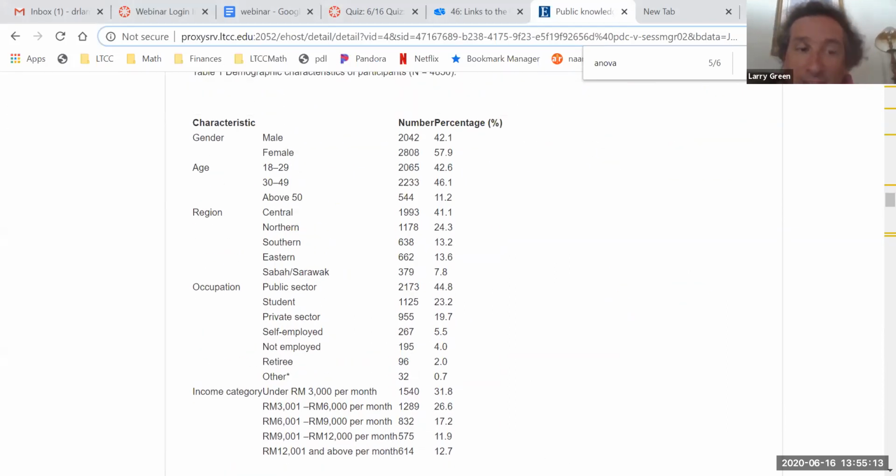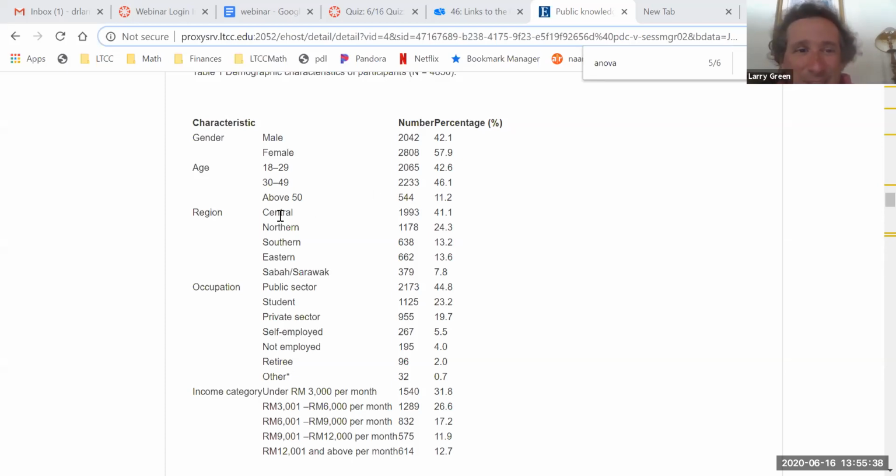They did a survey. First they wanted to find out who people were. They did male, female. They did ages: 18 to 29, 30 to 49, or above 50. They did regions. And by the way, don't ask me any details on Malaysia. I have never been to Malaysia. I know it's very far away, and that's about all I can tell you about it.